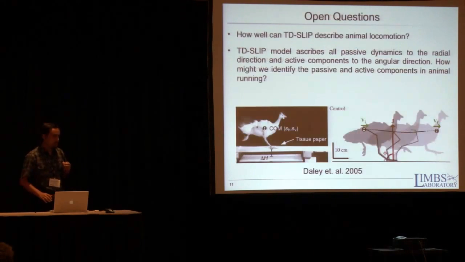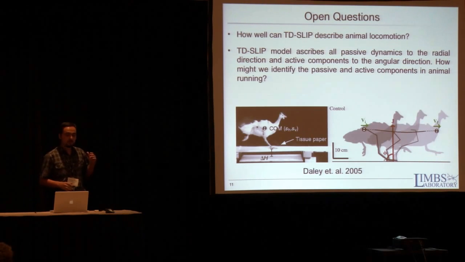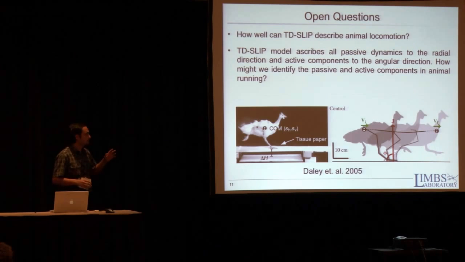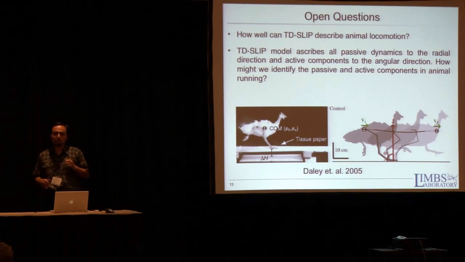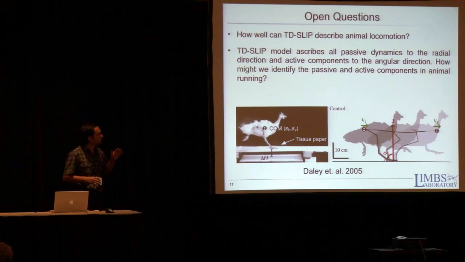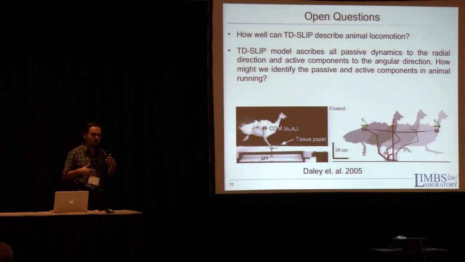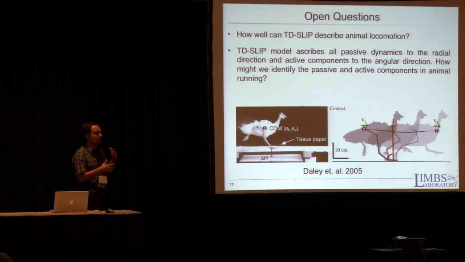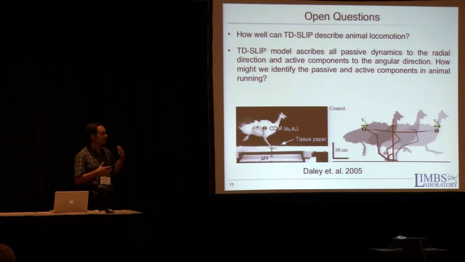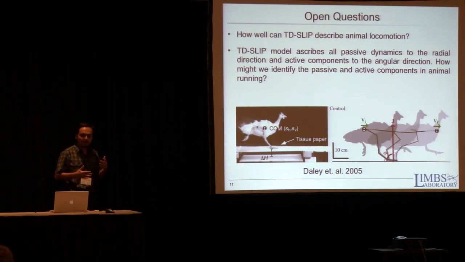I have two open questions. I have more in my paper. I wonder how well TD-SLIP can describe animal locomotion, for example, for this little bird. And also, TD-SLIP model pushes all passive dynamics to the radial direction, and all active components to the angular direction. Actually, this was my choice. I can come up with a different kind of combination that will give almost the same result. And I wonder how we can identify the active and passive components in animal running.